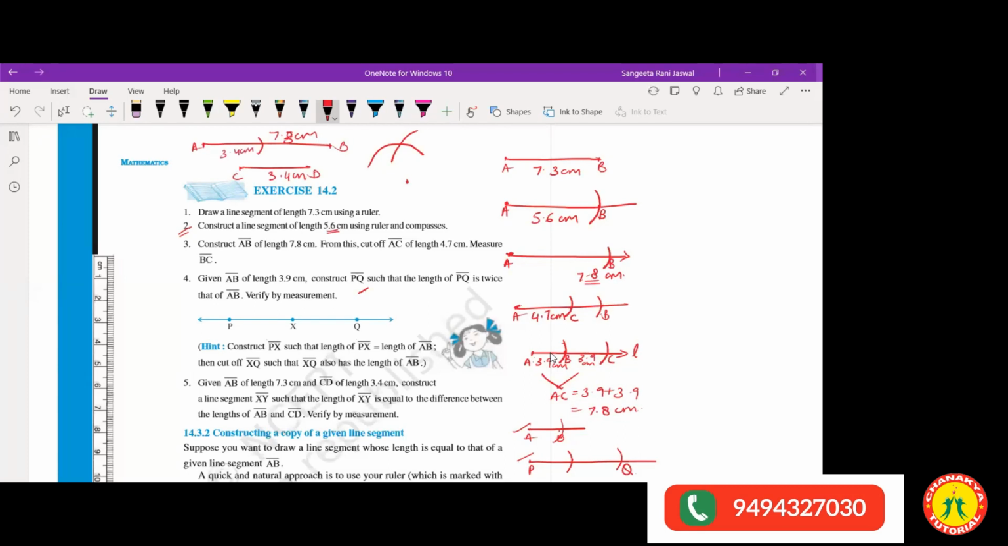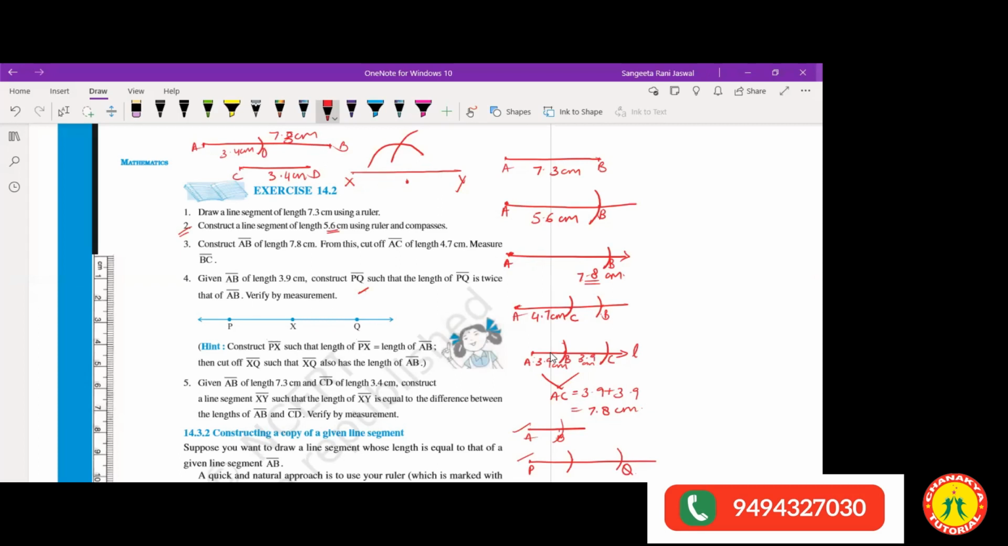And now after doing this, make a random line here, just any line of any length, a third line. Okay, a third line, and keep its name as XY. After making this XY, what will you do? Look here, everyone.